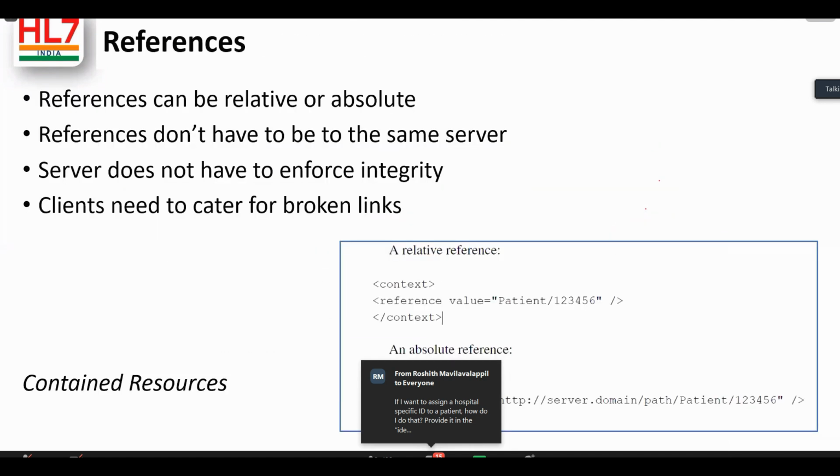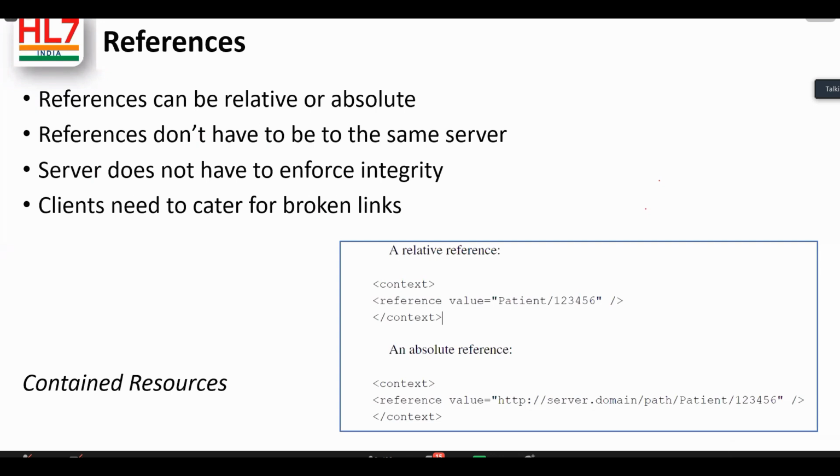Okay, and then a few rules about references that you should keep in mind. References can be relative or absolute. A relative reference, for example, is where you just give the resource type and then the ID. Or the reference can have the full URL of the resource. Both are valid ways. Okay.